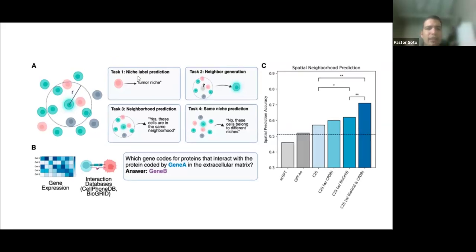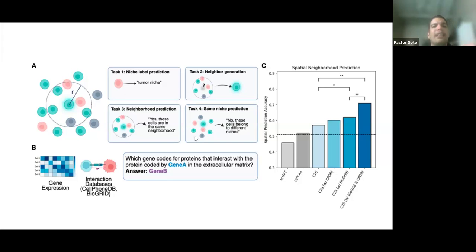So this is the first task. You have a cell with a cell sentence, and you want to predict the niche. The example that they provide here is that, based on the information that we have about these cells, this belongs to a tumor niche. The other one is to generate the neighborhood. So you have the cell sentence, and the generative task would be to create the neighborhood of that cell.